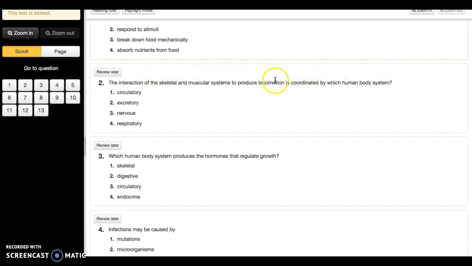Remember to read each question thoroughly. The interaction of these two systems to produce locomotion, it's coordinated by which human body system. So think about which body system coordinates our activities. And if you pick nervous system, you are correct.